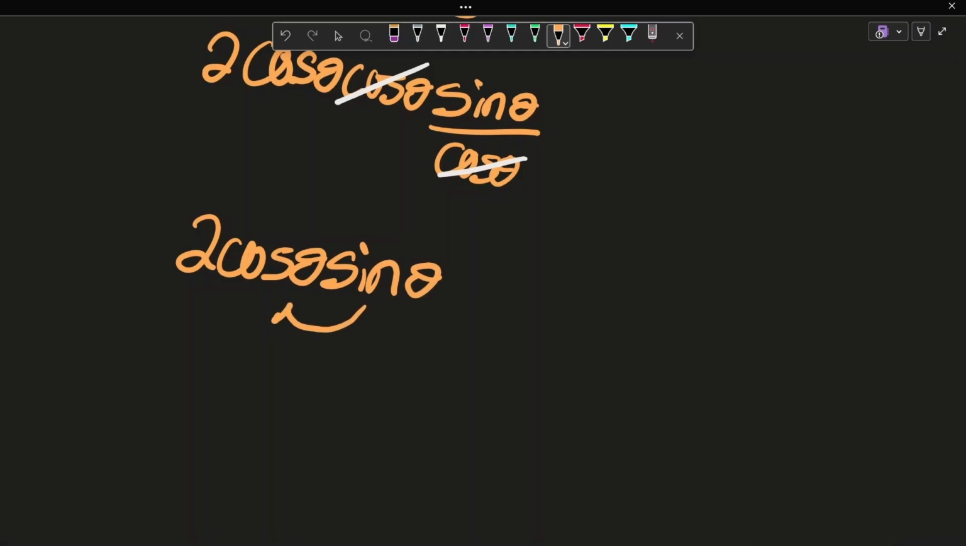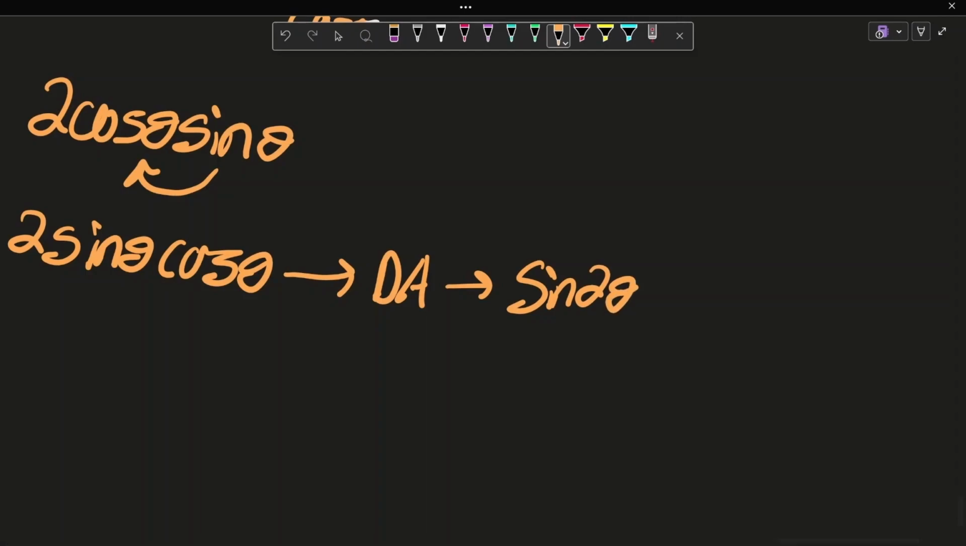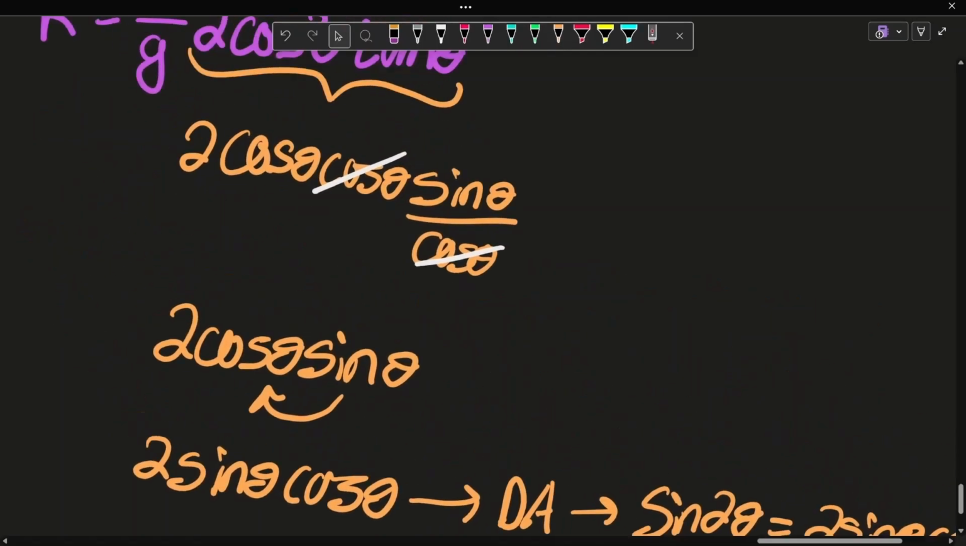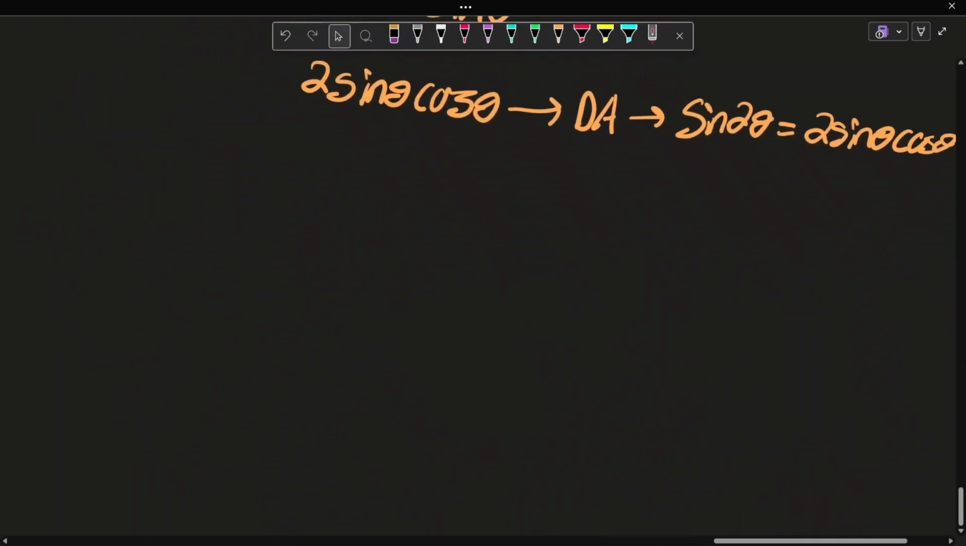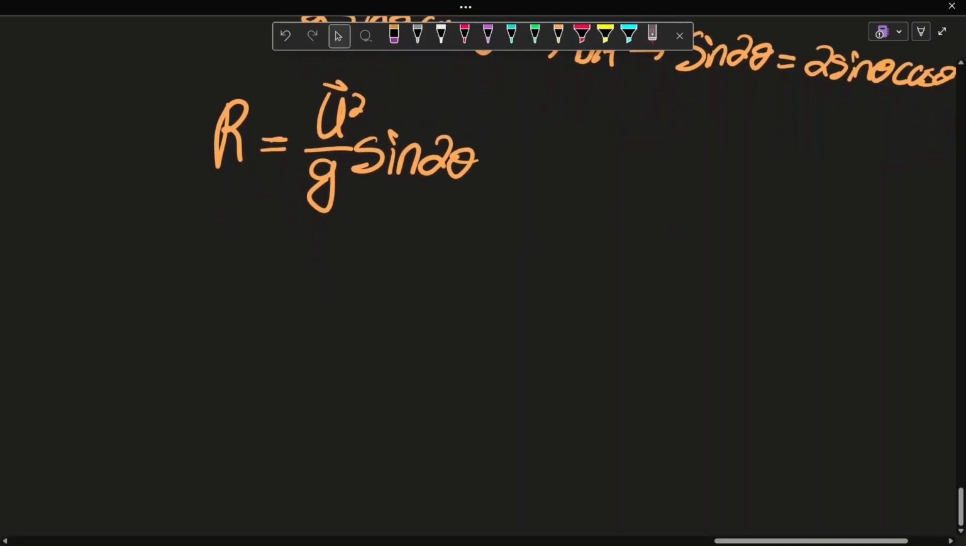Now we should recognize that if you flip the position of that, you get 2 sine theta cos theta, which is one of the double angle identities. Sine 2 theta is equal to 2 sine theta cos theta. So knowing that, we can see that our final range equation is r is equal to u squared over g sine 2 theta. And now what we can see from this equation is that r is a function of initial velocity. G is always constant.